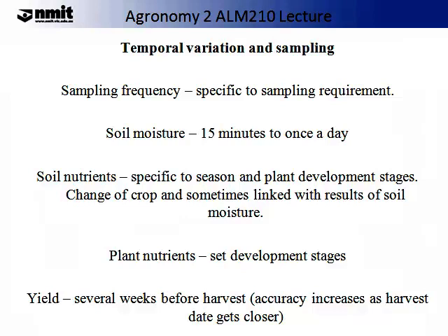Plant nutrients, again, are to be measured at set development stages. There is not much point in measuring them at the beginning of seed germination, just after seed germination, especially if you've only just applied nitrogen at this point. And if you were measuring for yield several weeks before harvest, the accuracy increases as the harvest date becomes closer.